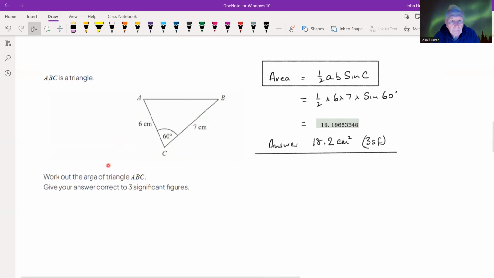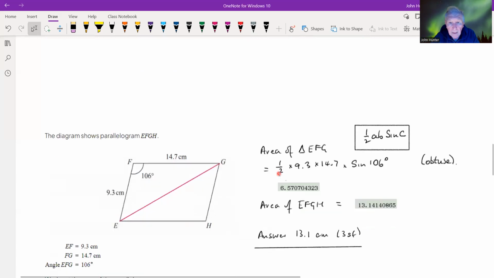ABC is a triangle. Work out the area of triangle ABC. So here's our area formula. Well, here, this is fine. We've got the two sides and the angle in between, so this couldn't be more straightforward, really. Half AB sine C. In fact, all the angles are labelled the same as the formula, aren't they? So that comes out to 18.2 if we take that to 3 significant figures. So just pop those straight into our calculator, and it gives us the answer.